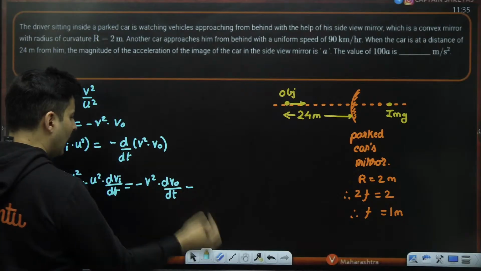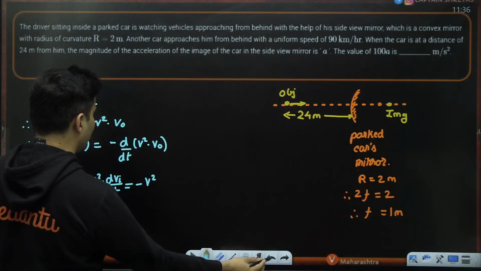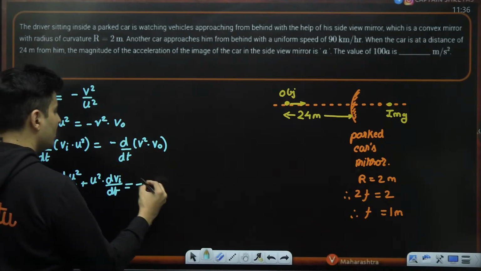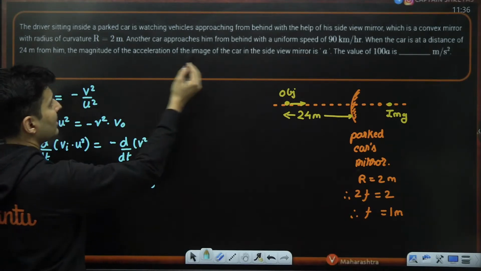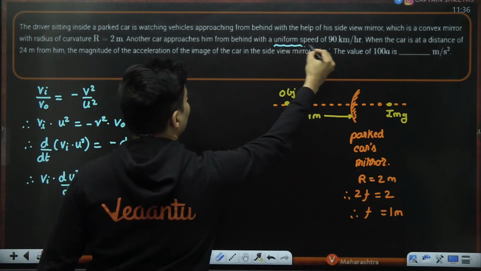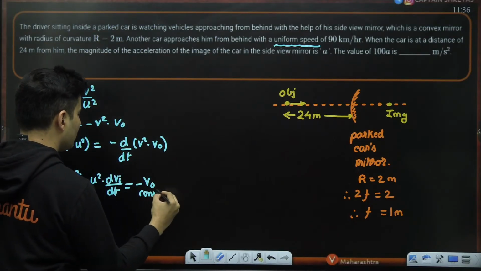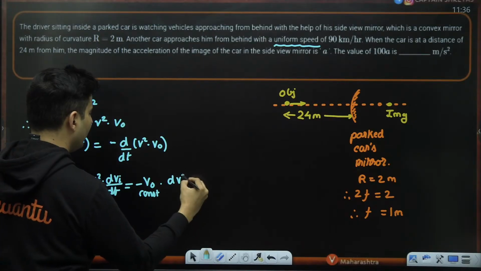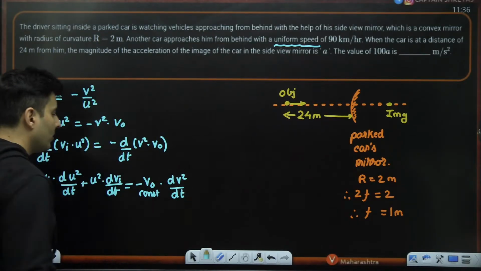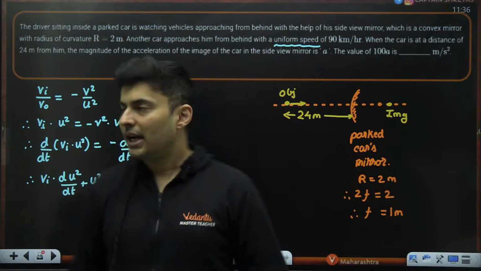Actually, object velocity is a constant, so I don't even have to break my head. Just the object velocity will come outside. It is approaching with a uniform speed, so vo is a constant. So I can just take it outside, and that was just a constant into the derivative of v square with respect to time. Is this equation clear?